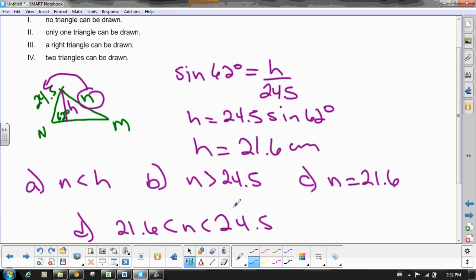So I did a lot of the work in that question for you. Hopefully it makes a little bit more sense, but I can't emphasize enough how important it is to calculate the height, and then that's going to determine what's going on in the rest of the question.